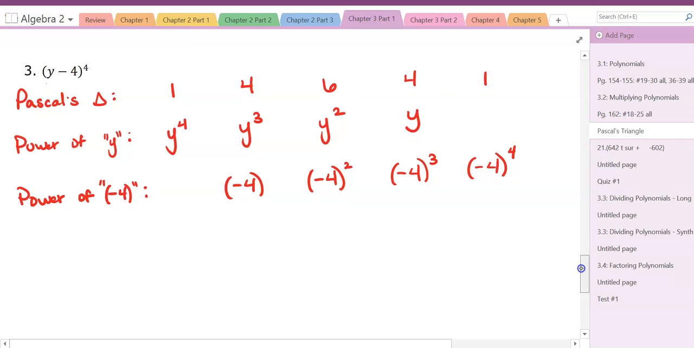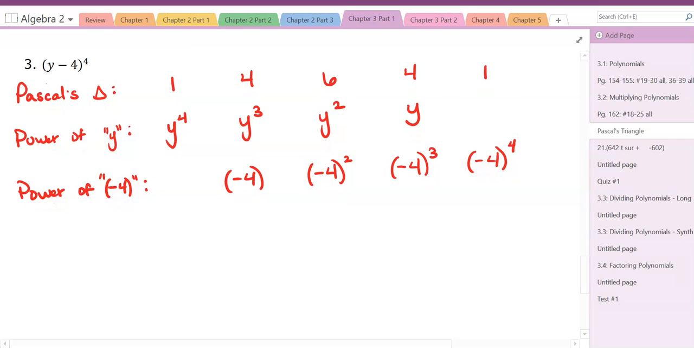Okay, coming back up to this first one. You're using row 4, so your coefficient should have been 1, 4, 6, 4, 1. Power of y looks pretty standard, y to the 4th, y to the 3rd, y squared, and y. Now because this one has a minus sign, you have to make sure that you take the minus with the 4, so it's actually power of the negative 4. So if you forgot to grab the negative 4, it's not going to really change your numbers, but it's going to change the sign of some of your terms.